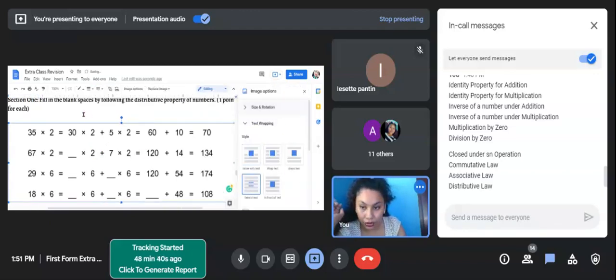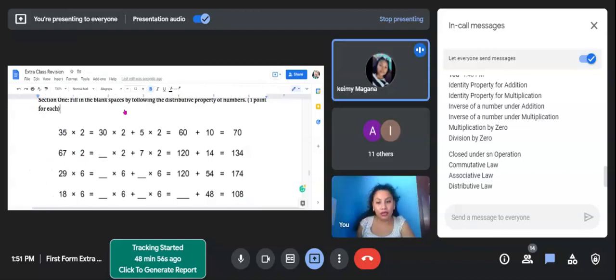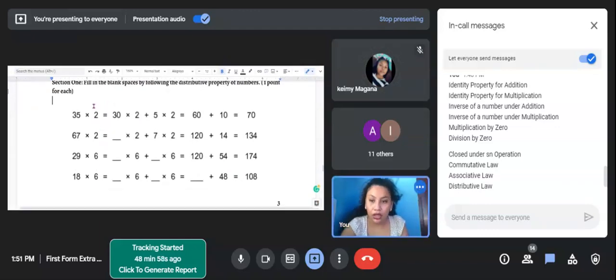I'm going to fill in the blank spaces. Let me see if I can do this one. Okay. What number comes here in the first one? If I take a look at the example, it gives me 35 times 2, right? So the 60, okay, 60, very good.